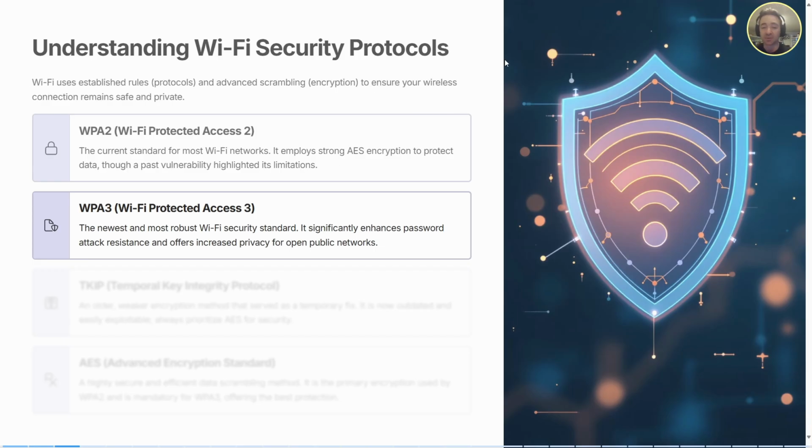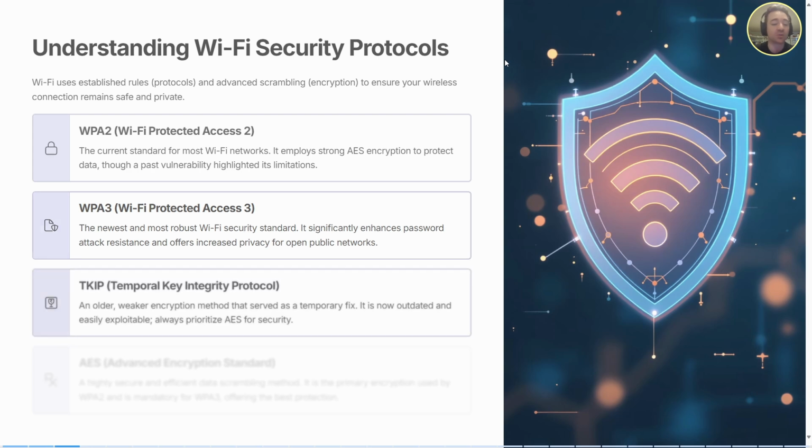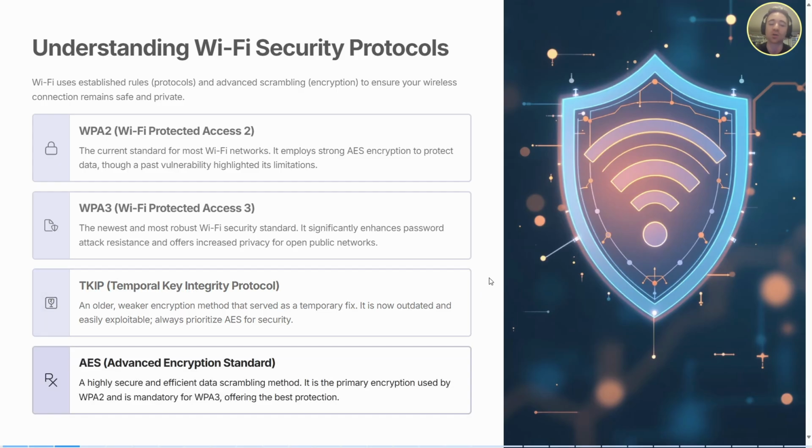Yeah, it's pretty much that simple, guys. Now moving on to encryption. The first one we have is TKIP, or Temporal Key Integrity Protocol. This is an older, weaker encryption method that has served as a temporary fix, and it is now outdated and easily exploitable. You should always look to use the next one that you need to know about, which is AES, or Advanced Encryption Standard, which is a highly secure and efficient data scrambling method. It is the primary encryption used by WPA2 and is mandatory for WPA3, offering the best protection.